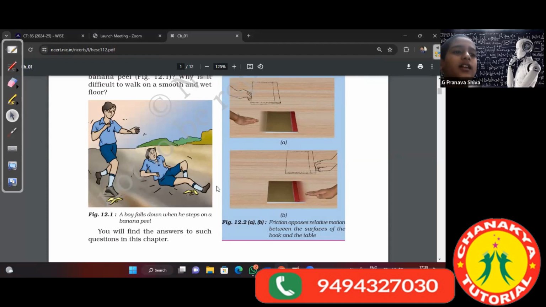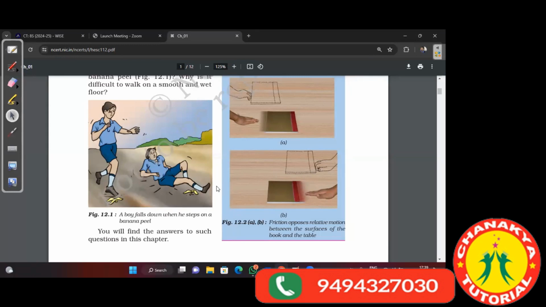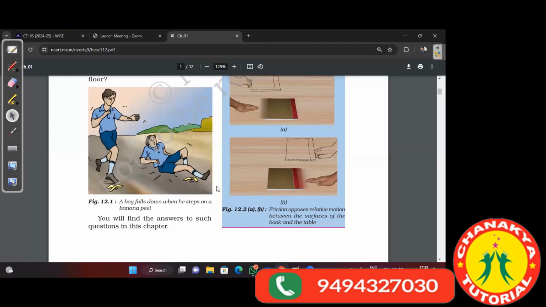Sir, my dad said that railway tracks contain less friction. Yeah, the railway tracks contain less friction. The friction on the railway tracks is less.